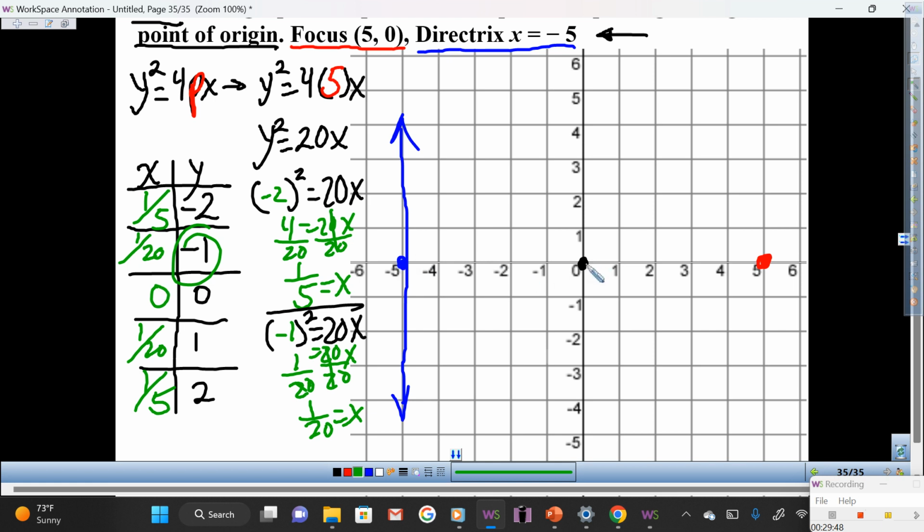All right, plot that. 1/5 of x is about right there. Everybody see where I'm at? Right close to the point of origin. And then we go to -2 of y, which is down here. There it is. Next, 1/20 is very close to the point of origin of x, and -1 of y. 0, 0. And then we reflect these 2 points over here, and we graph our parabola.